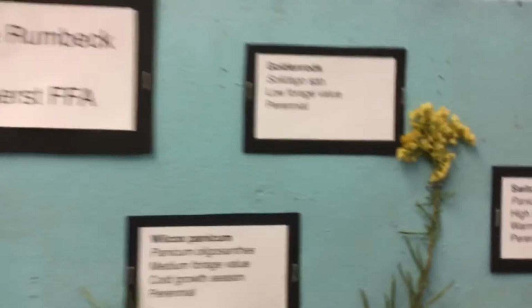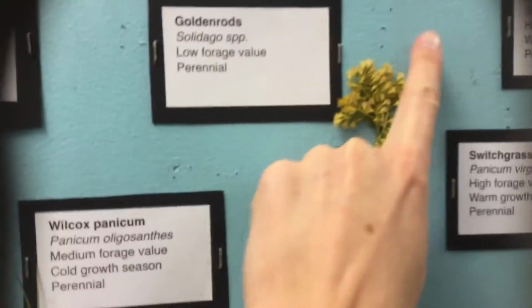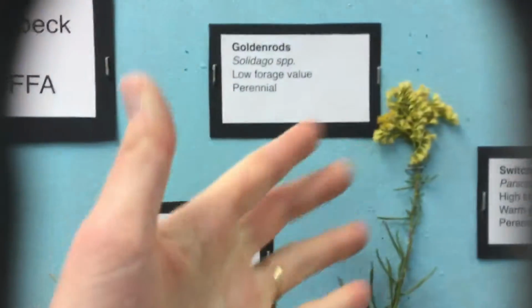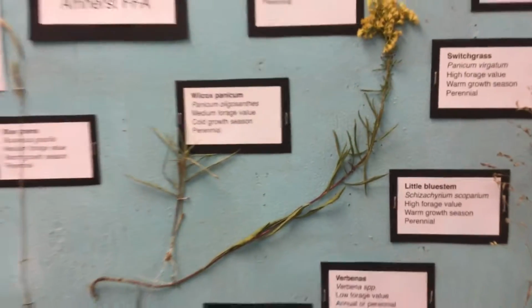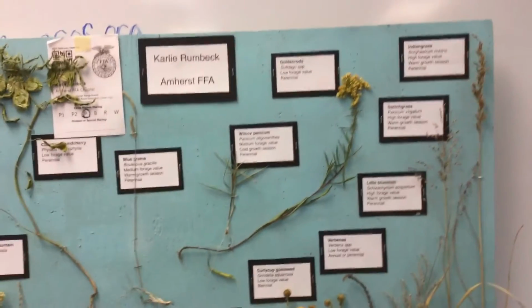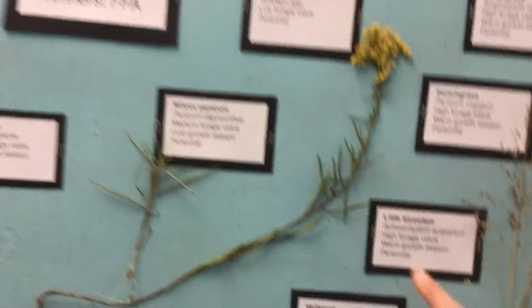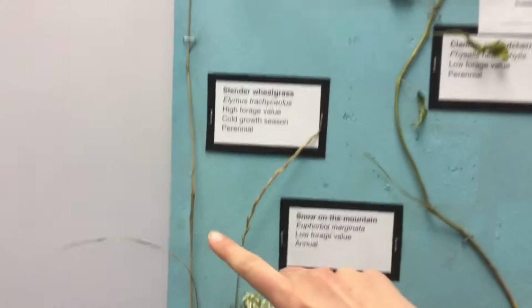Versus a forb, goldenrod is an example of a forb here. You've got a little more complicated seed head, and it's a flower. Obviously every plant flowers, but it's prettier to look at. You'll also notice that usually forbs are more colorful, and they tend to have sturdier stems compared to a grass.